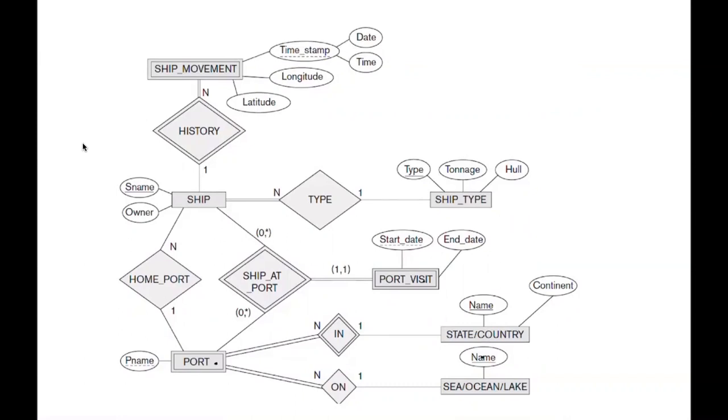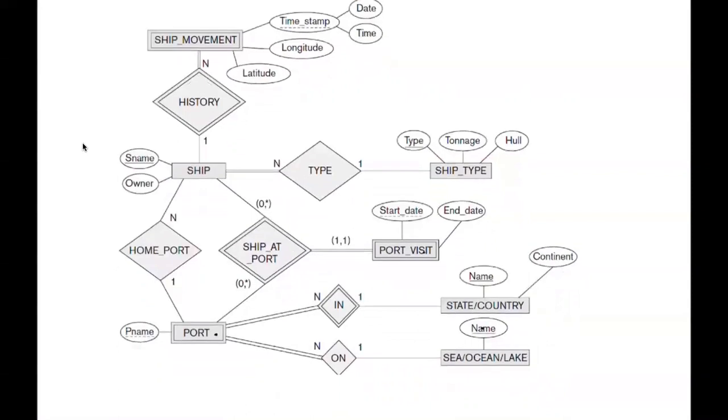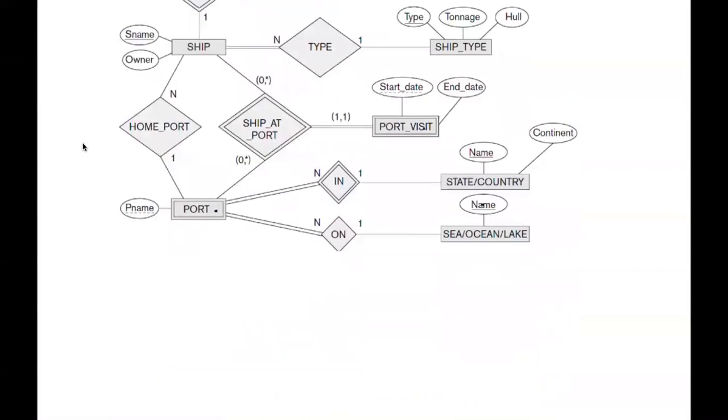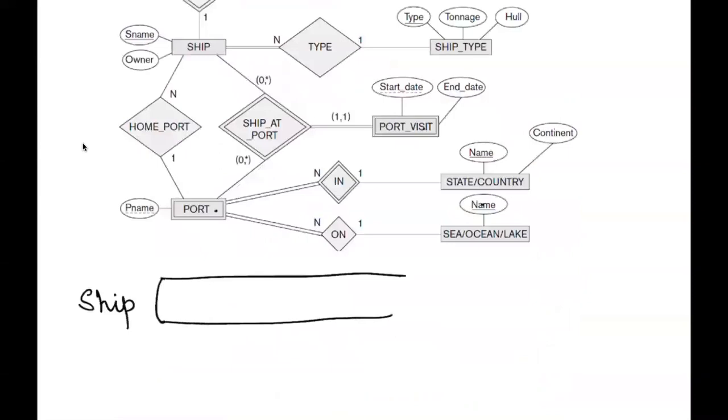So when I say regular entities, what I mean is this. As you can see here, ship is a regular entity. Ship type is a regular entity. Similarly, state, country, sea, ocean, each of these are regular entities. So for regular entities, for each regular entity, we will create one relation each. So let's say for ship, we'll create one relation. And in this relation, we will keep the attributes of ship.